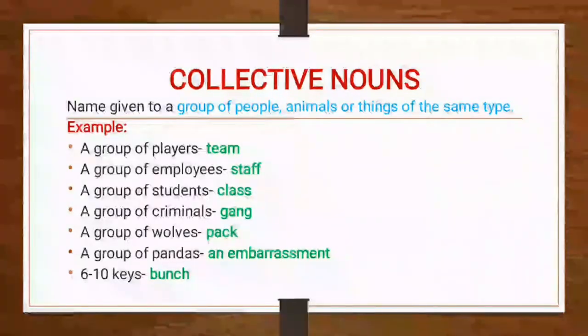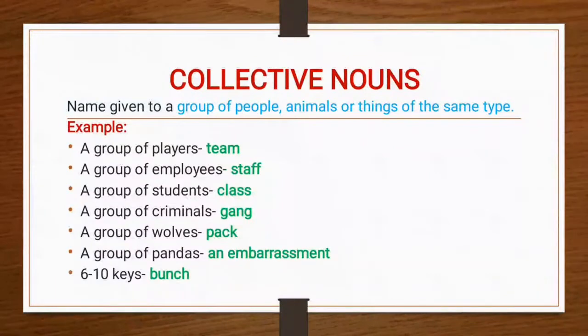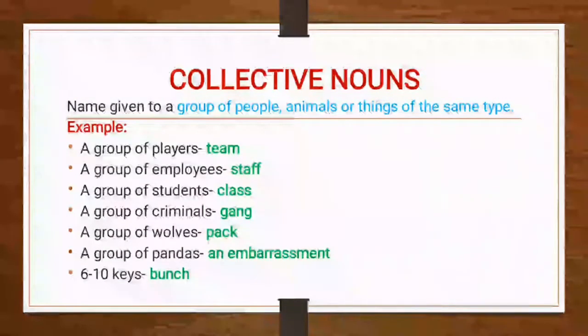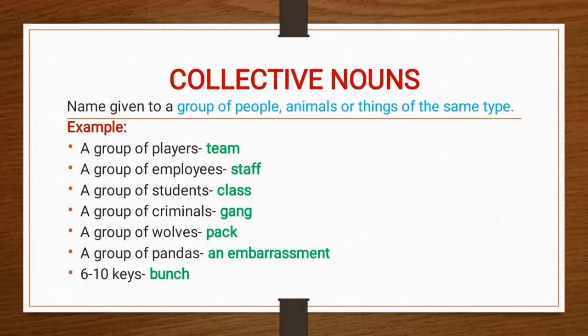Collective means something like collection, and a collective noun is the name given to a group of people, place, animal or thing. They are very interesting. Let's look at some common examples. A group of players is called a team. So team is a collective noun.